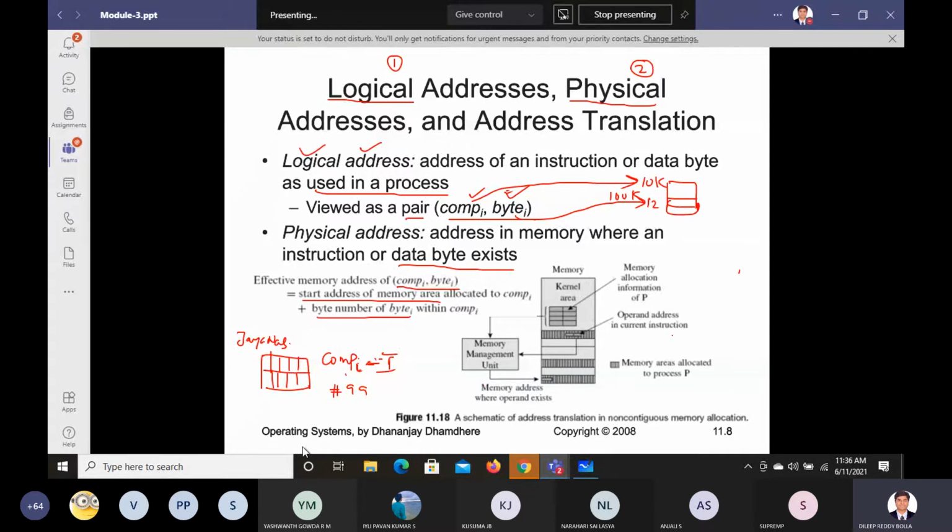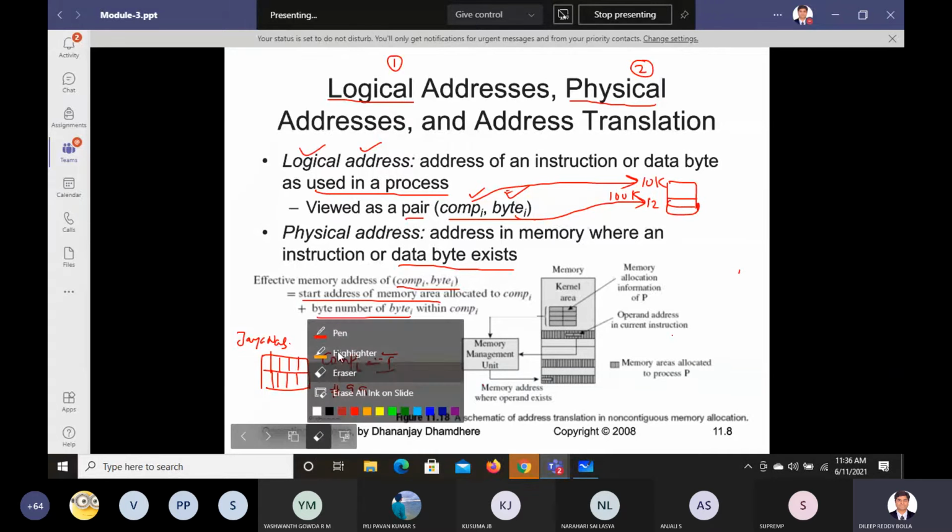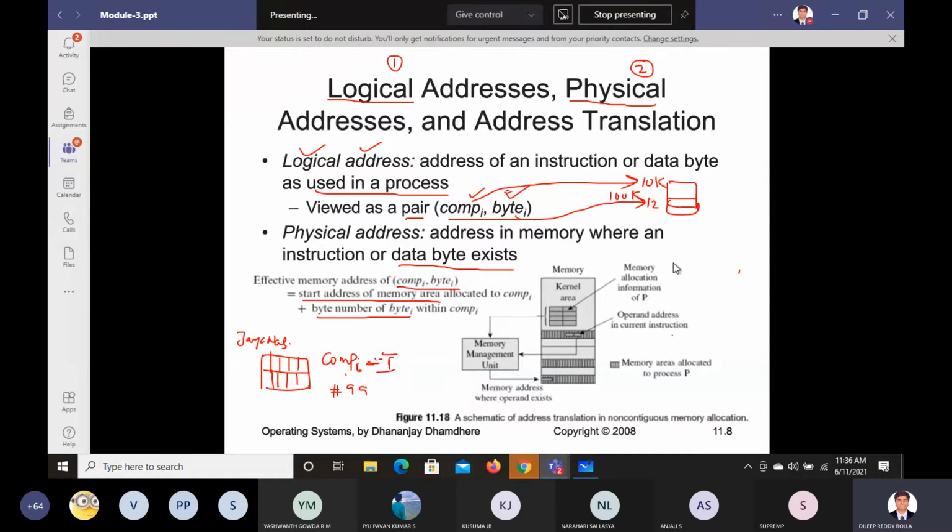Now if you see this diagram carefully, what is happening in it? This is the memory allocation information of process P. And this corresponding thing is the operational address. This is going to be taken to the memory map management unit, which we call the MMU, right? So let us say this is your logical address or physical address, whatever we got here. From that we are converting it to another form.